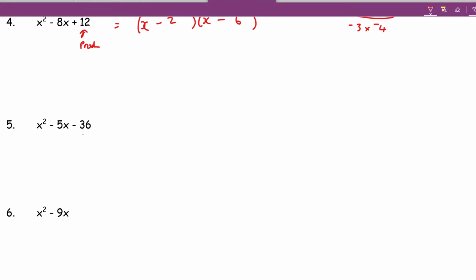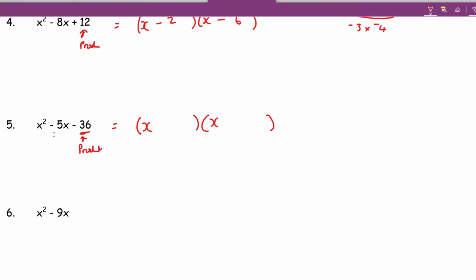Right, very similar. Well, it's a bit different because this time, this is negative. When this is negative, the only way you're going to get that negative is one number is going to be positive and the other one's going to be negative. So first of all, open up your 2 brackets next to each other, x in each corner. Okay, so now this is going to be 2 different symbols. This is still the product.